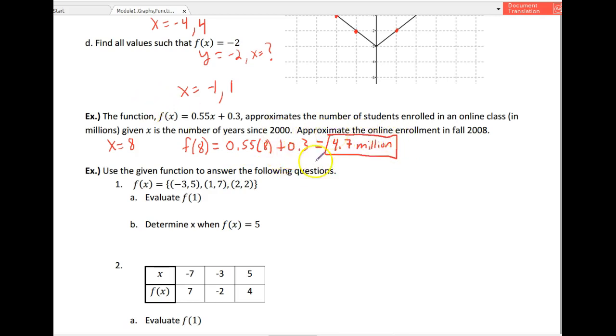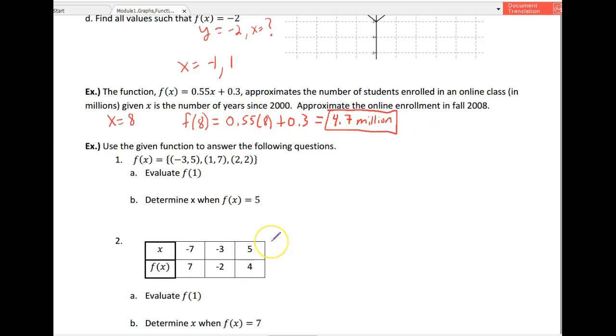Alright, so there's an application. You just have to determine what the x value is, being careful. The x is the years since 2000, so I plugged in 8 years since 2000, not 2008 itself. And then plug it in, and then get out the output.